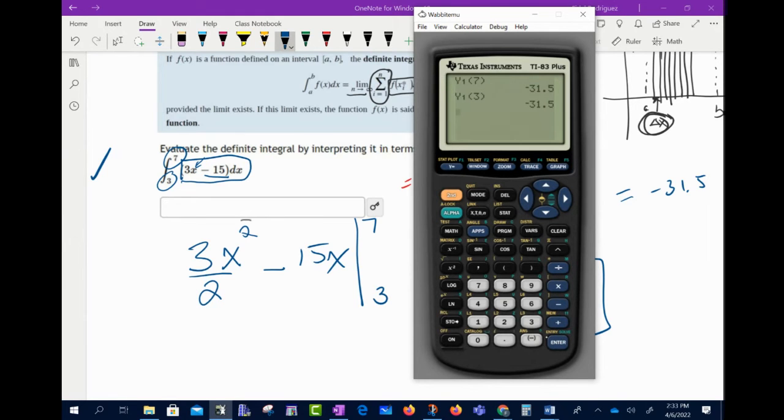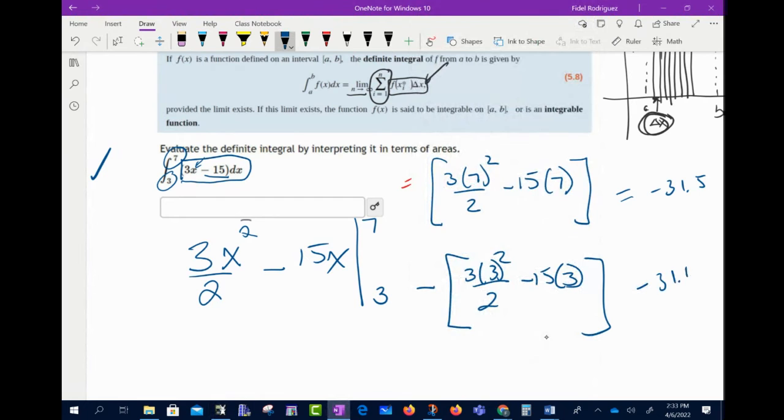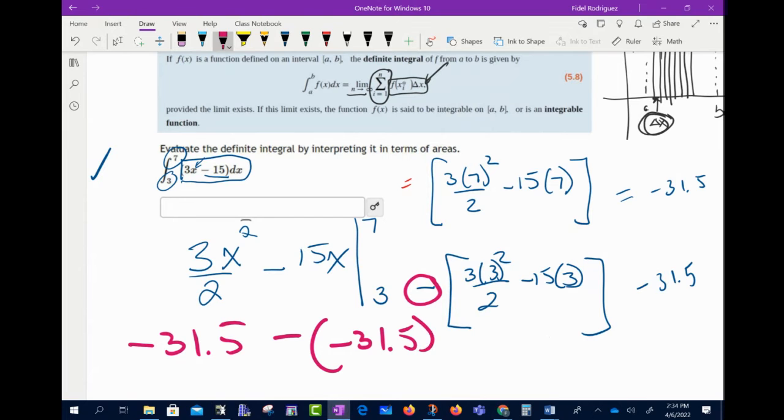And I'm coming up with another negative 31.5. Okay, now notice what I'm doing, y'all. The operation says we're going to subtract the 2. So if I have a negative 31.5 minus another negative 31.5, let's see. Yeah, that's going to give me 0. Okay, now let's take a look here and see if we can figure out what is happening. Okay, so that's what I'm ending up with right here.